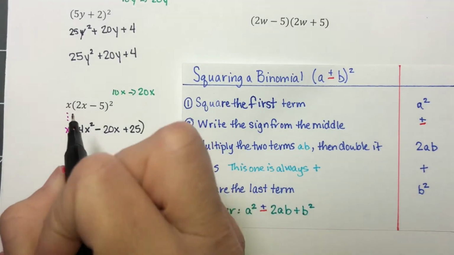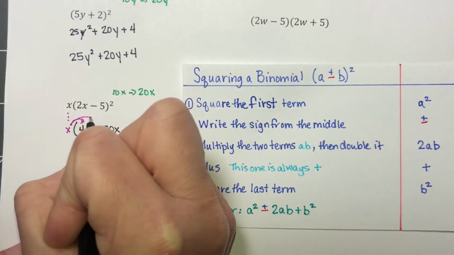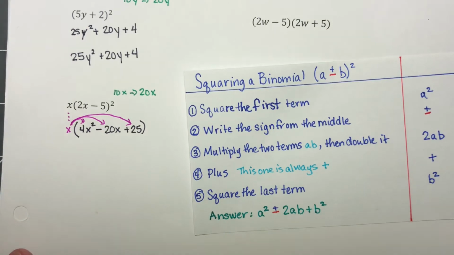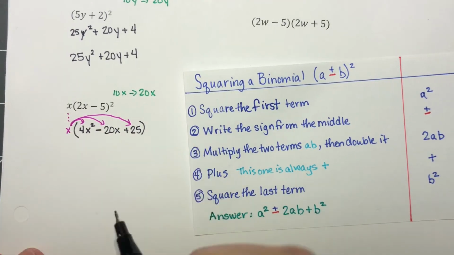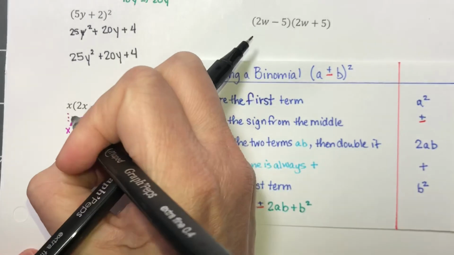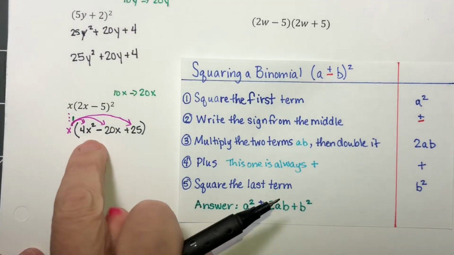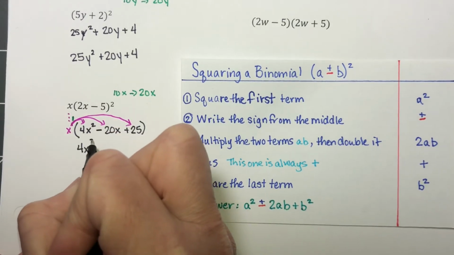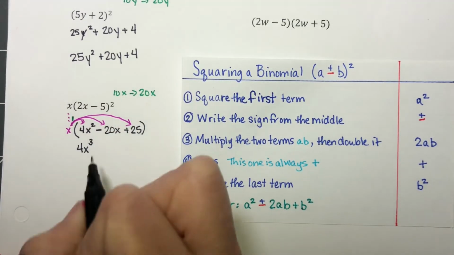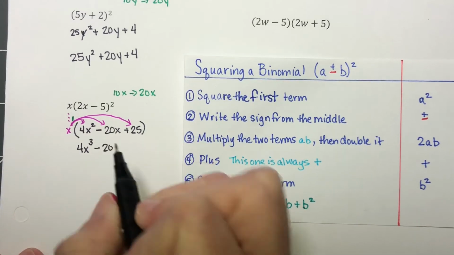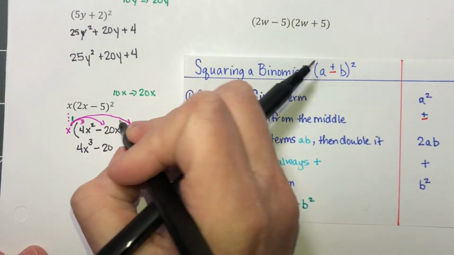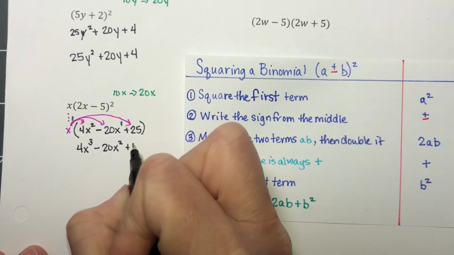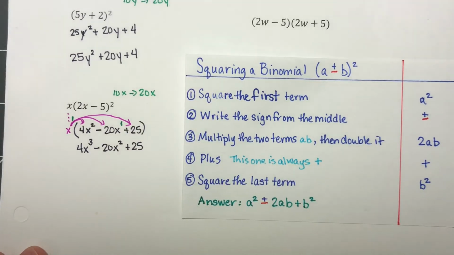Now distribute the x. And remember your power rules when you do that. When I multiply these two together, remember this x has an understood first power on it. And since we're multiplying, we add their exponents. So this will be 4x to the third power, or 4x cubed. Minus 20. This has an understood 1 on it. Add those exponents, and you get x squared plus 25. And that should be your answer.